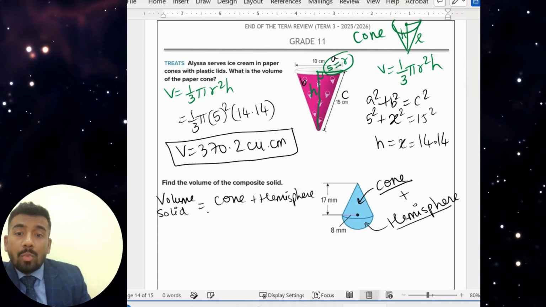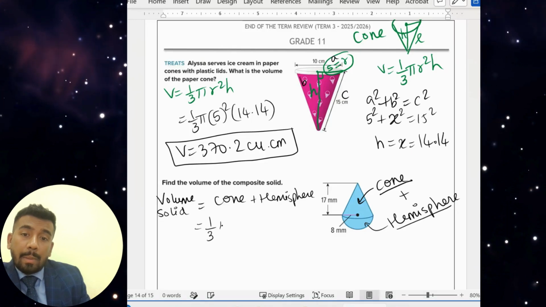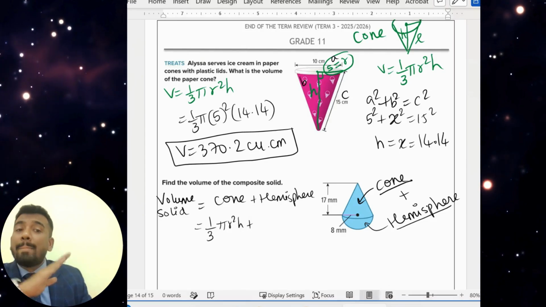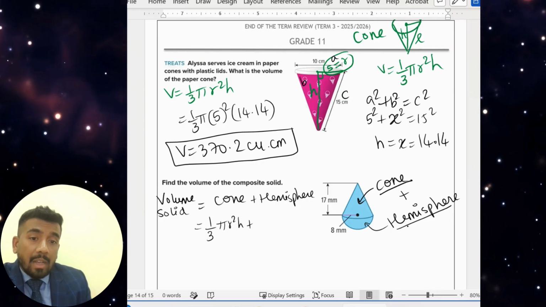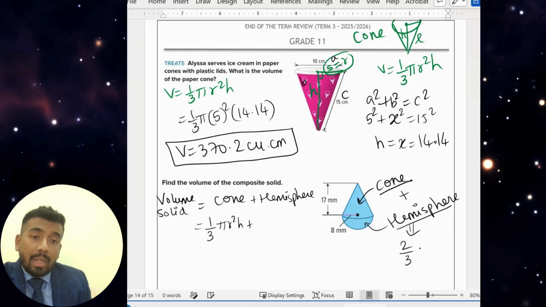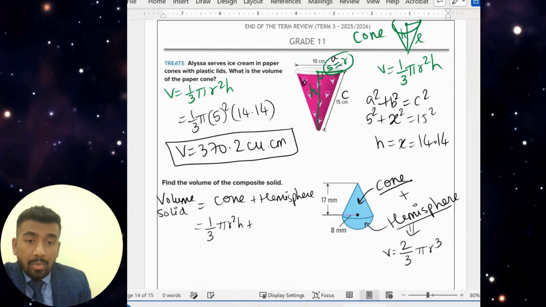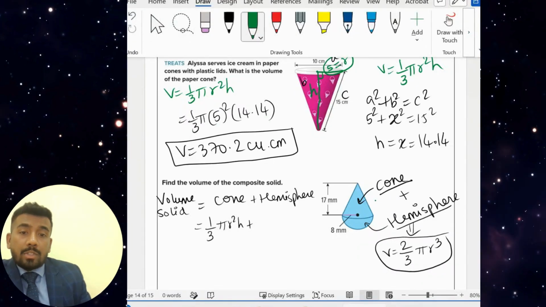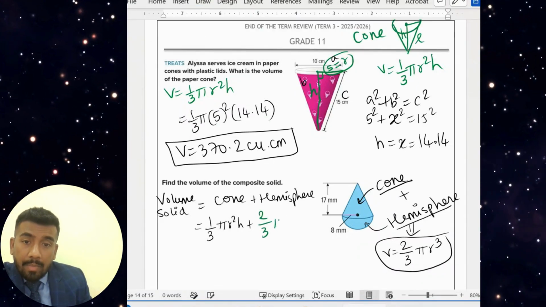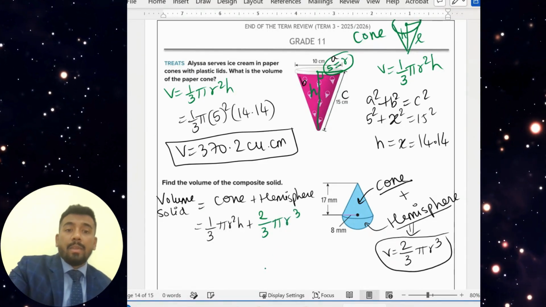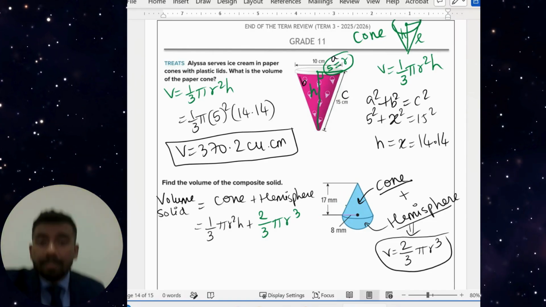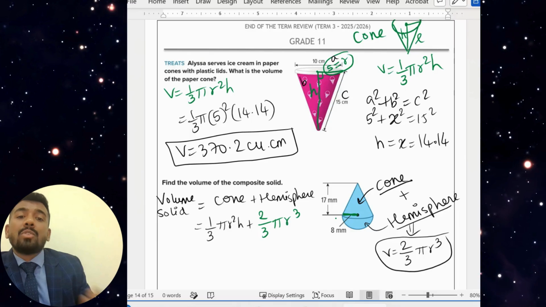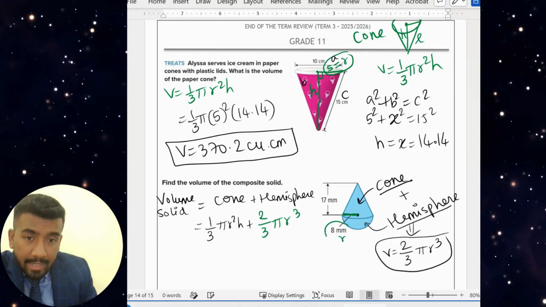Okay. Now what is cone? You know what's the formula. 1 over 3 pi r square h. Whereas what is hemisphere? Hemisphere is same like a sphere, but half of the sphere. So for hemisphere, the formula is 2 over 3 pi r cube. So that's the volume formula for the hemisphere. Now look, fortunately, the radius for both the cone and the hemisphere is the same, so r will be the same. So what's the r? 8.